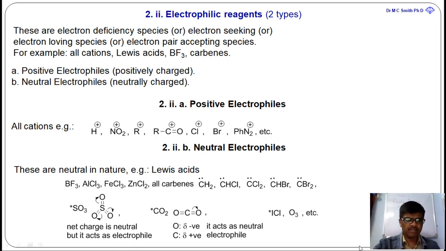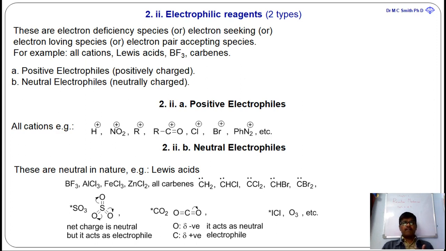Then the twist comes here, neutral electrophiles. What is an electrophile? It is a molecule which loves to accept an electron pair. And we know what a Lewis acid is: a molecule which accepts a lone pair of electrons is known as a Lewis acid. For example, BF3, aluminum chloride, ferric chloride, zinc chloride. These act as neutral electrophiles, and these are also known as Lewis acids. So all Lewis acids come under neutral electrophiles.